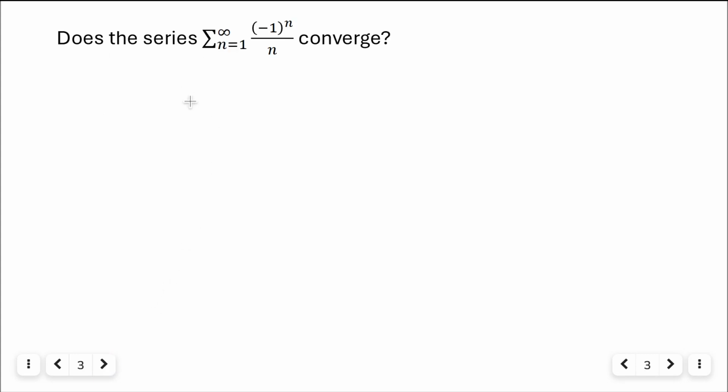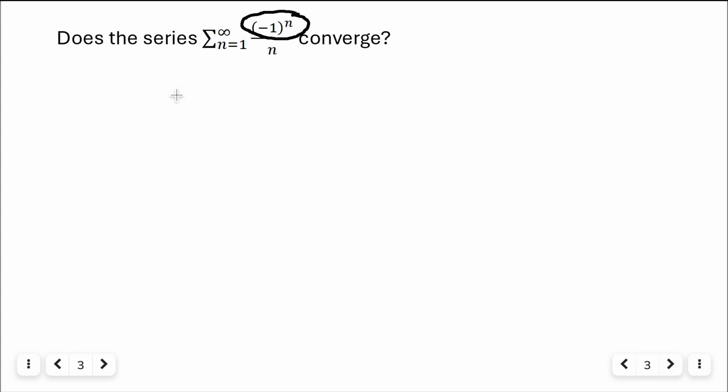So next, I want to know if this series, the sum of negative 1 to the n over n, converges. It's very similar to the series on the last slide, except now I tossed in this negative 1 to the n power, which makes this series alternating, right? So that's negative. If I plug in 2, it's going to be positive. Plug in 3, it's negative again. Okay, now it's an alternating series.